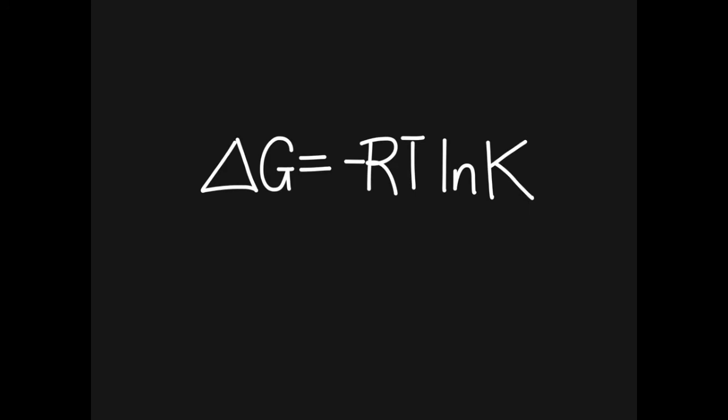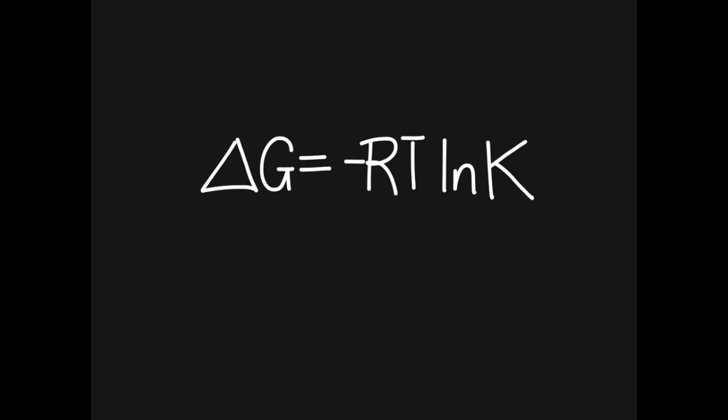And we express this relationship with this equation. Delta G is equal to negative RT ln K, where R is the gas constant, T the temperature in Kelvin, and ln is the natural log of K, the equilibrium constant. And with this relationship in mind, we now have a connection between Gibbs free energy and the equilibrium constant.